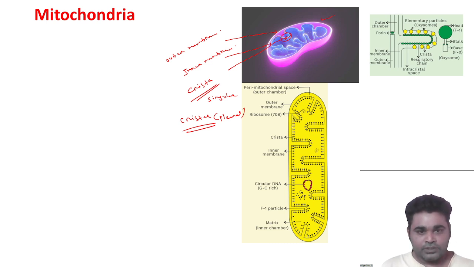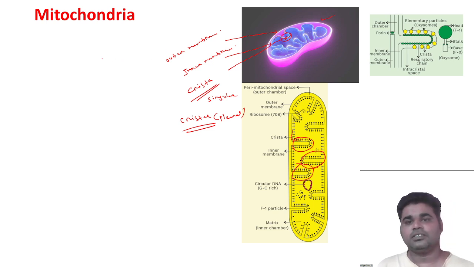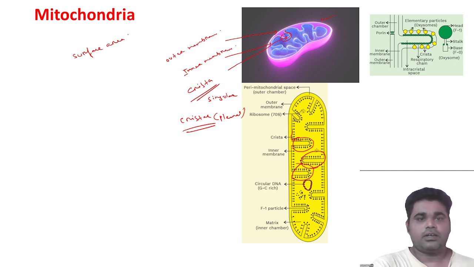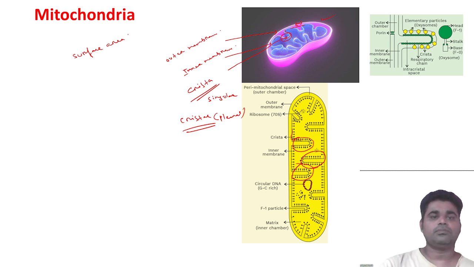Look at this structure. This is the inner membrane, the infolded structure. This is called the cristae. So why is the cristae important? Because the cristae increases the surface area. What is the surface area? Look at this structure. Let's suppose this inner membrane goes straight like this, it covers this much distance, but when it infolds inside, the distance from here to here is nearly 3 times more than that. So that's why the infolding of the crista increases the surface area.